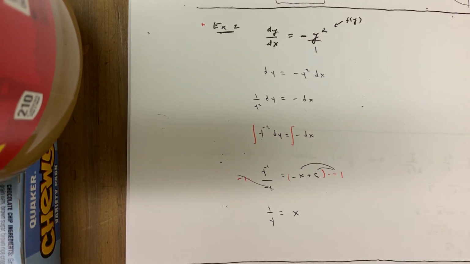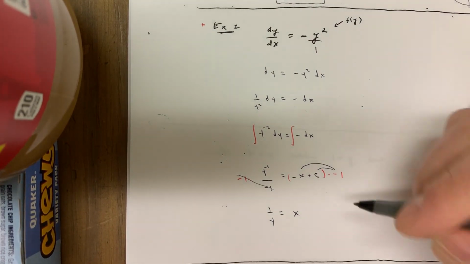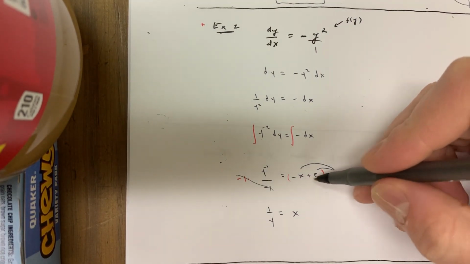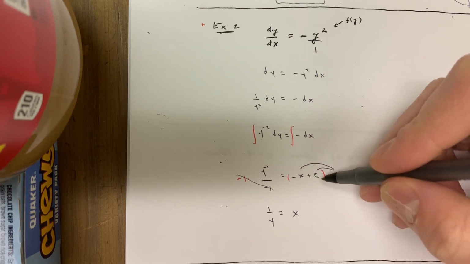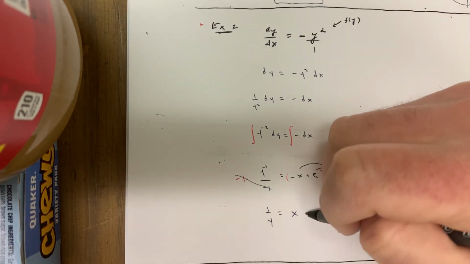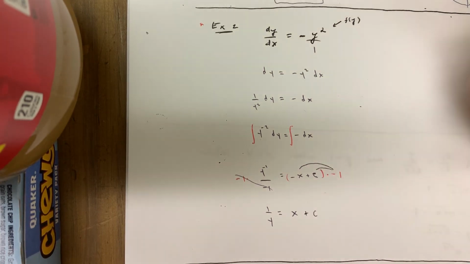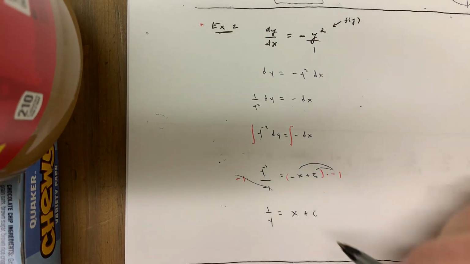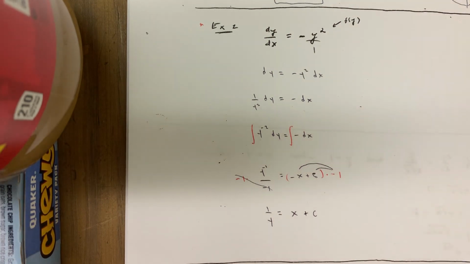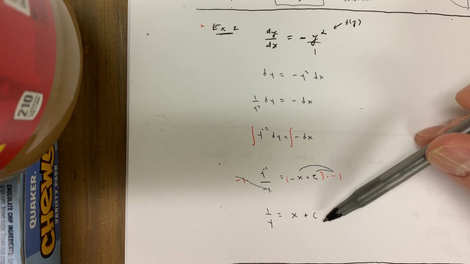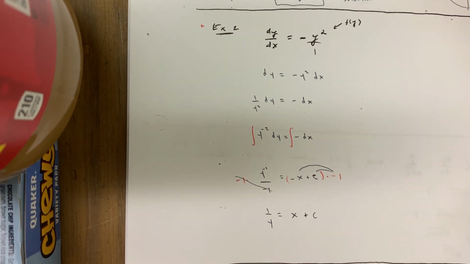Some people put negative c, but it's not necessary because negative 1 is a constant, c is a constant, and a constant times a constant is just another constant. So we're just going to put a plus c right there because negative 1 times c is just another c. You don't need to do that. You could put minus c, but I'm telling you, stuff like that is going to get really crunchy. This is the better way to do it. When you combine constants, you're just going to get another constant.